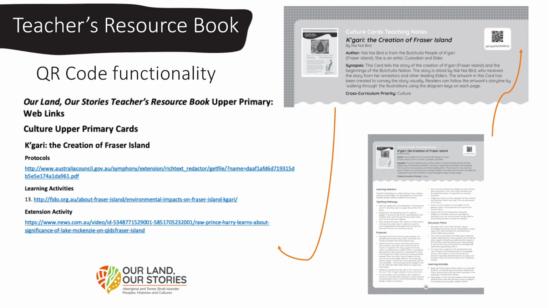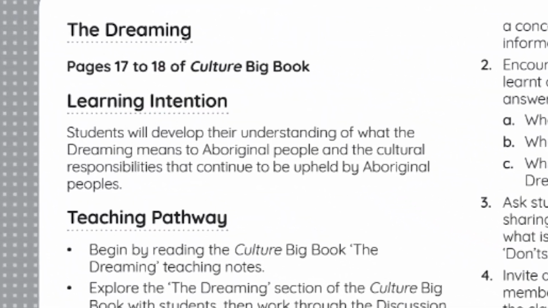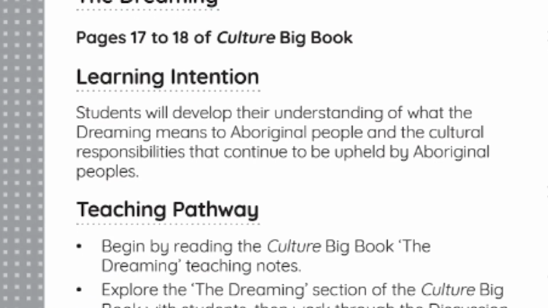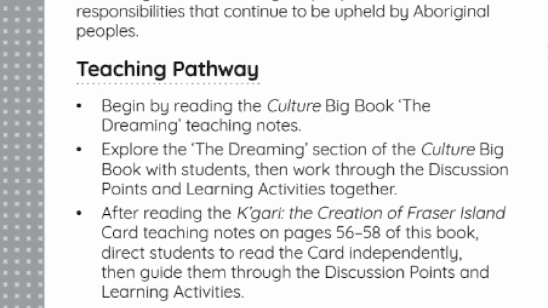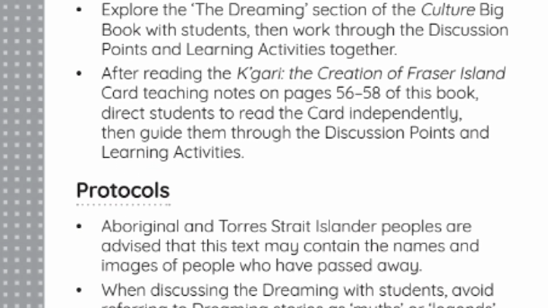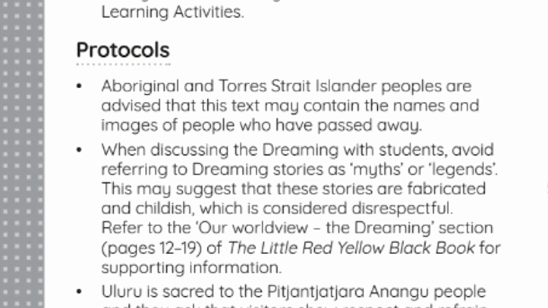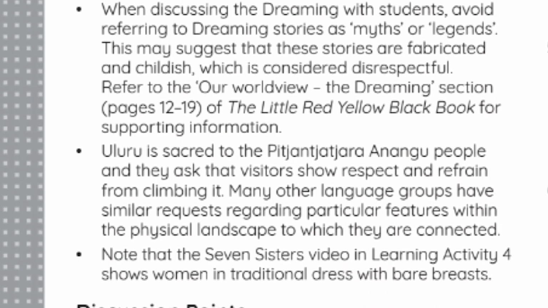For this card, Gari, the creation of Fraser Island, let's have a look at the activities. Remember earlier we were looking at the Culture Big Book, pages 17, 18 and 19, where it talked about the dreaming? Well, here's the teacher resource book that will walk you through that. You'll see the learning intention is clearly articulated. It encourages you to begin reading that Culture Big Book about the dreaming and looking at these teacher notes. We are then linking it, as I said, to Gari, the creation of Fraser Island, and the activities that accompany that. Protocols are flagged at the start so that you don't make any of those cultural faux pas that you may be anxious about making.